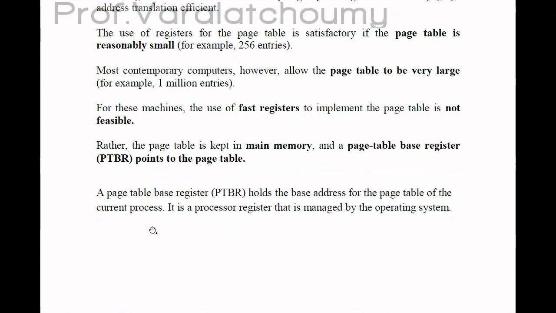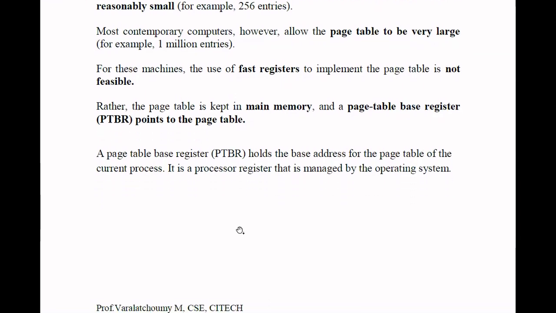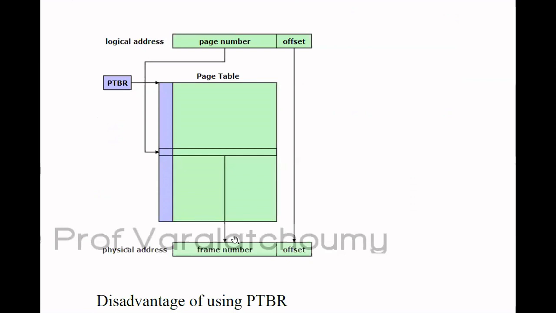Whichever process is being executed, its page table is stored in the physical memory, and that address, the physical memory location wherein exactly the page table has been stored, is stored in the page table base register. That's why we call it a pointer to the page table. It is basically a processor register which is maintained by the operating system. So this is a diagrammatic representation of the PTBR.